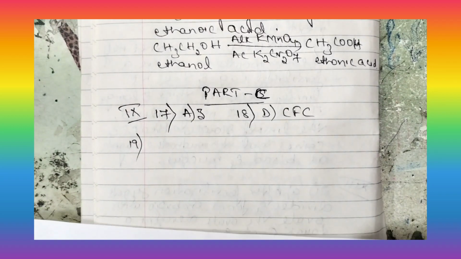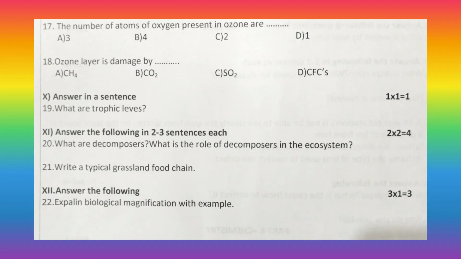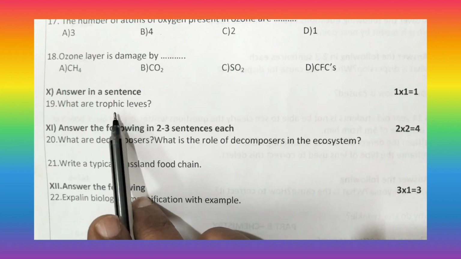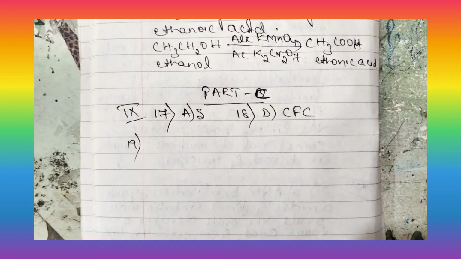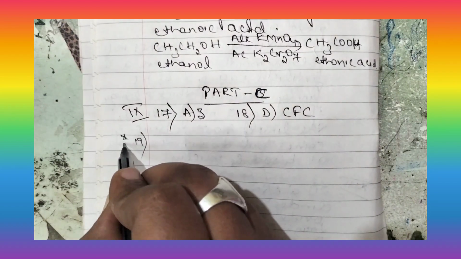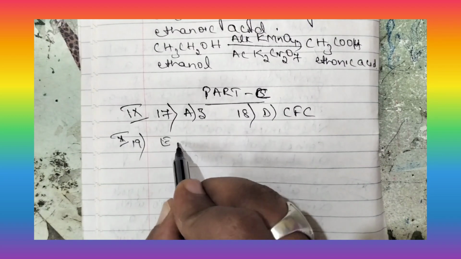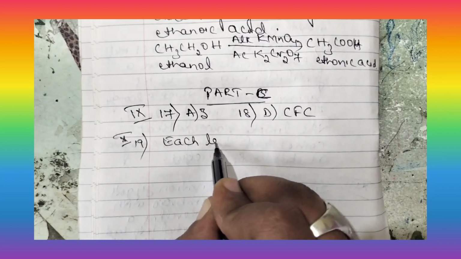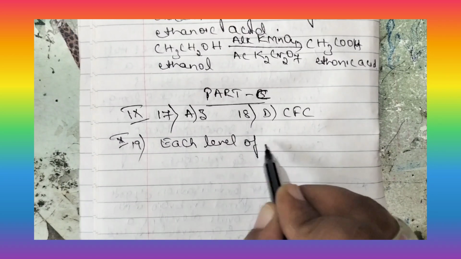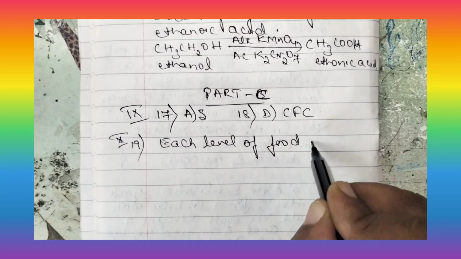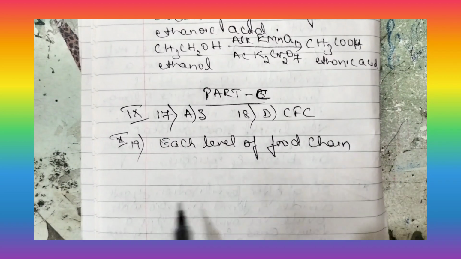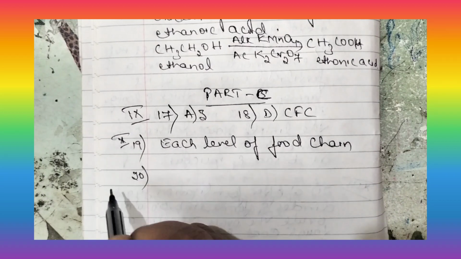Now let us move to question number 19. So what are trophic levels? This is 10th mean. Each level of food chain is called a trophic level.